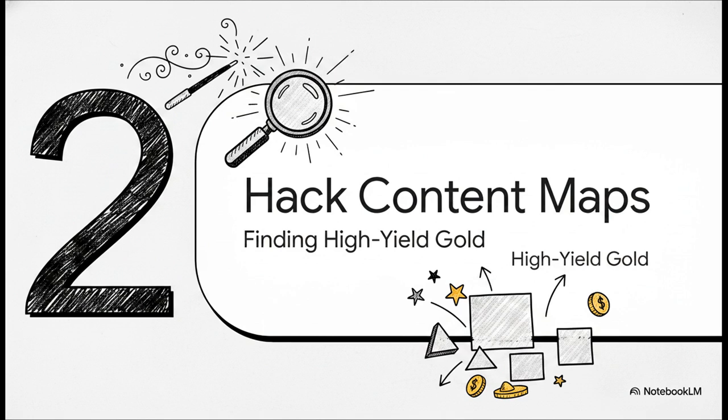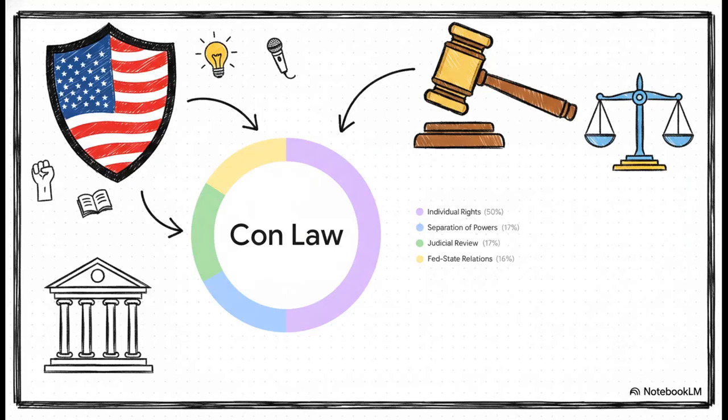This is where the magic really happens. Okay, what's really fascinating here is how the data completely exposes the true breakdown of constitutional law. Look at this. Individual rights makes up a whopping 50% of all con law questions. 50%. Meanwhile, separation of powers, judicial review, and the federal-state relationship, they just hover around 16 to 17% each.